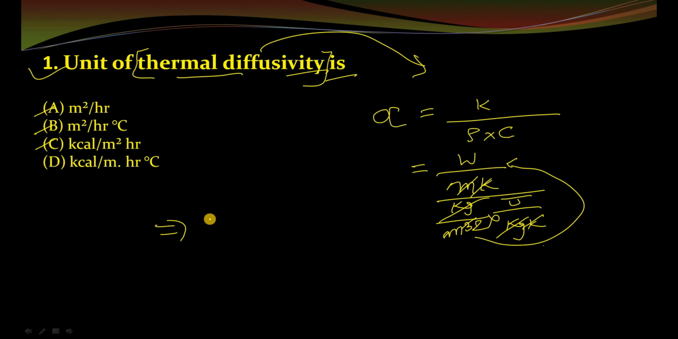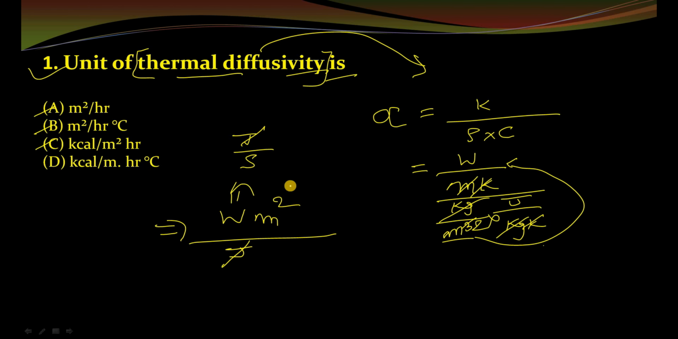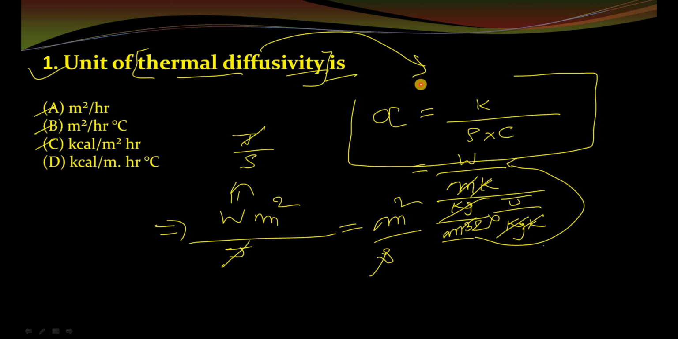Now what I'll get is watt meter square, and here is joule. Then how can I write the watt? Watt can be written as joule per second. So this joule and this joule can be cancelled out and my answer will be meter square per second. I hope you are getting everything I am writing here, because this is very simple. If you know the formula, then you can easily solve the question.